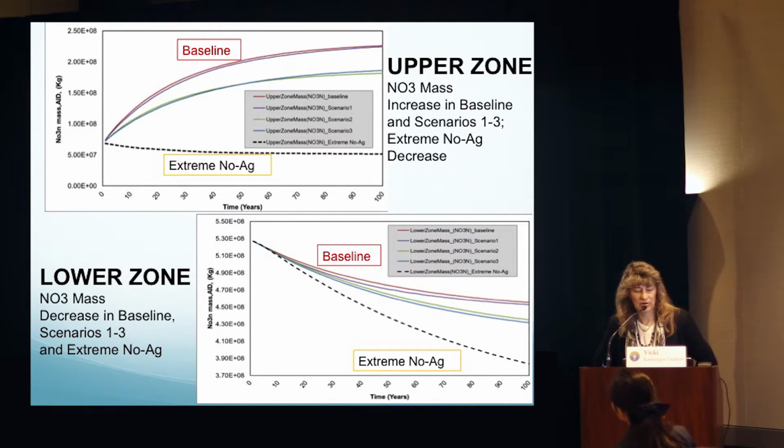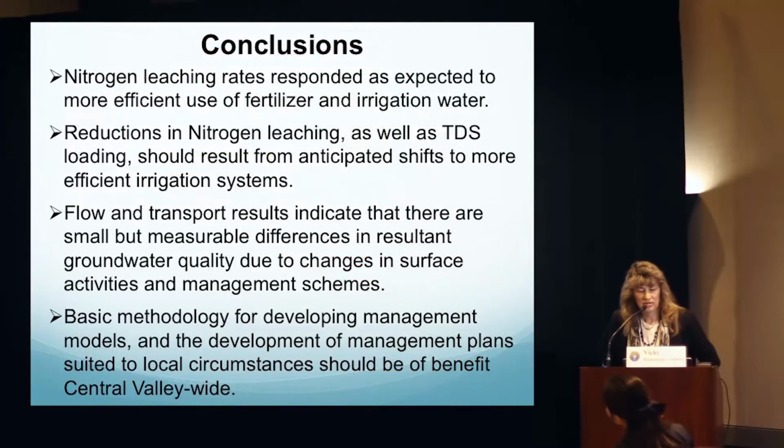And both of these are for nitrate, the upper zone and the top slide. There's a little bit of change in the no ag scenario, but it's a very slow change. In the lower zone, this is where we see the most effect. So the main thing that we saw in this is that this is a regional system. This is a non-point source, which is a very different animal to try and deal with.